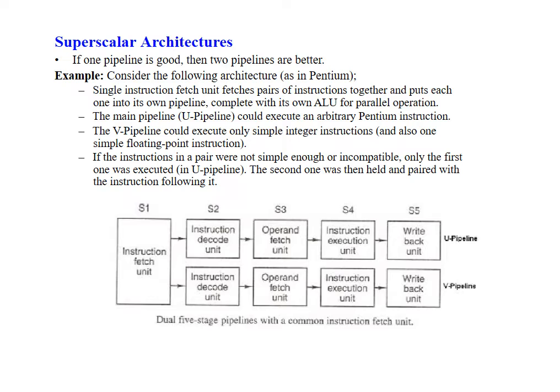If the instructions in a pair were not simple enough or were incompatible, only the first one was executed in the U pipeline. The second one was then held and paired with the instruction following it. So, in this Superscalar architecture, there are two pipelines: one is the U pipeline and the other is the V pipeline.